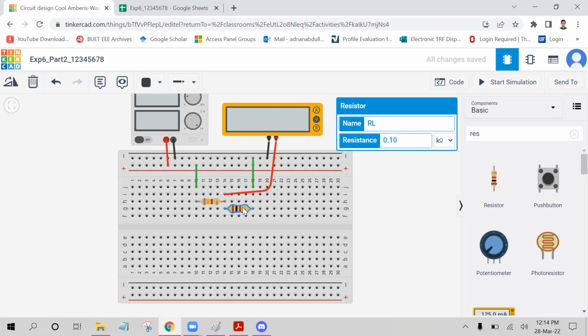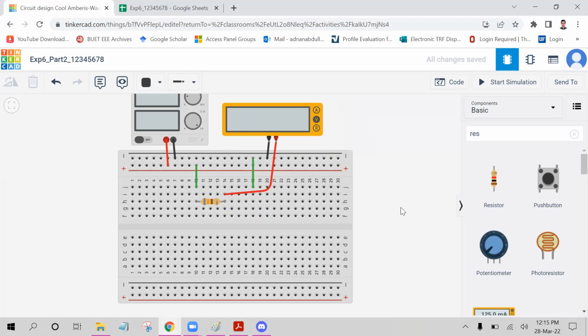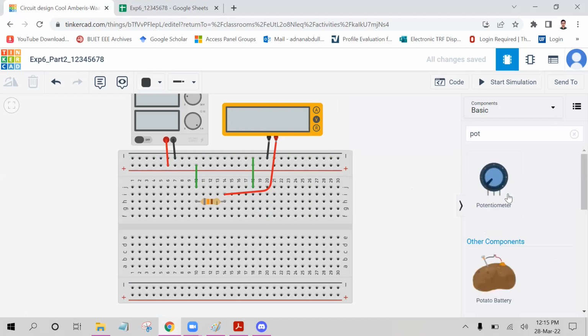So we can delete this load register. We are not going to use this one. Instead, we are going to use a variable register known as potentiometer. Everyone, please search for potentiometer and you should be able to see something like this, a round element. Has everyone found potentiometer? Yes, sir.